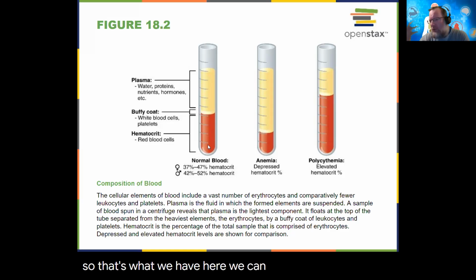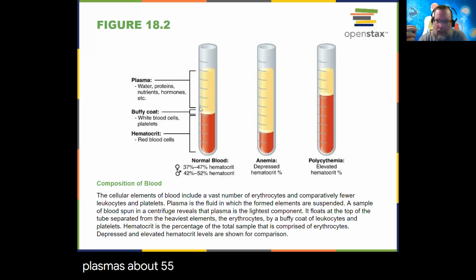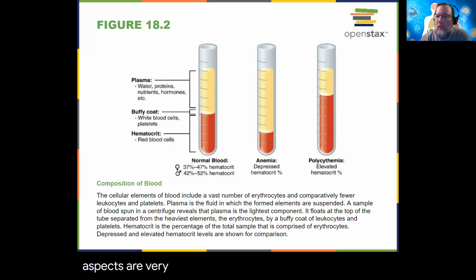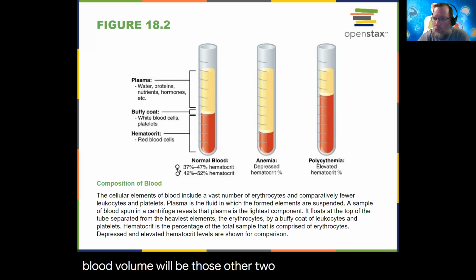We can generally say the red blood cell volume, or the hematocrit, should be around 45. If plasma is about 55% of the blood volume, we typically see red blood cells making up the rest. So what that tells us is the white blood cell and platelet aspects are very minimal. Less than 1% of your total blood volume will be those other two. So we'll look at that in more detail coming up. I've got a few images and illustrations and tables that detail that a little bit better.